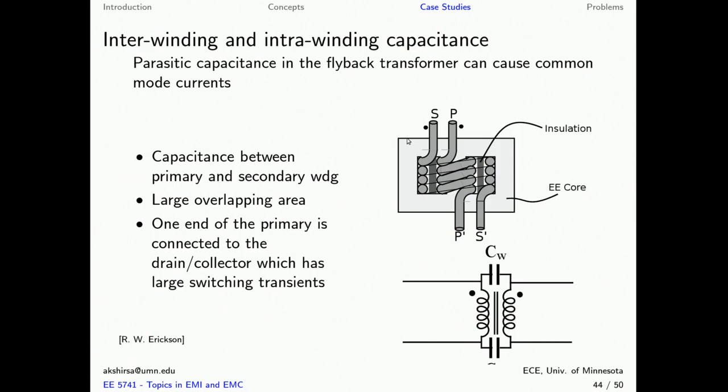A similar situation is seen due to inter- and intra-winding capacitances in the flyback transformer. Since the primary and secondary windings are in close proximity, a large capacitance can develop between these two windings. This is a parasitic capacitance. This parasitic capacitance can be modeled as two physical bulk capacitors, and they are shown in the figure below. Remember that these are actually distributed capacitances, but for the purpose of our analysis and modeling, we are going to model them as two bulk capacitances.